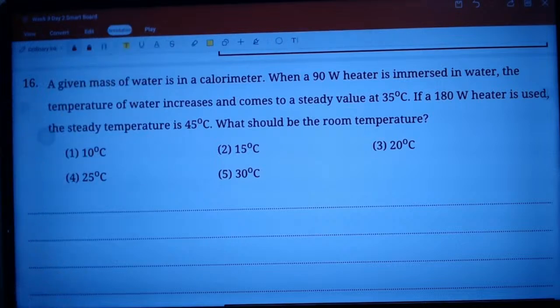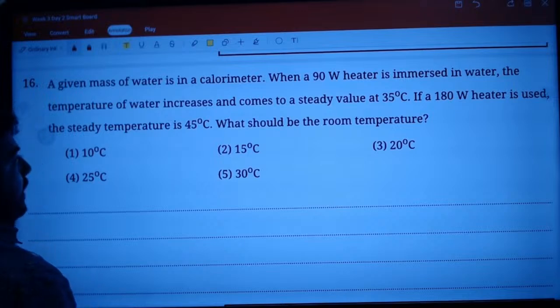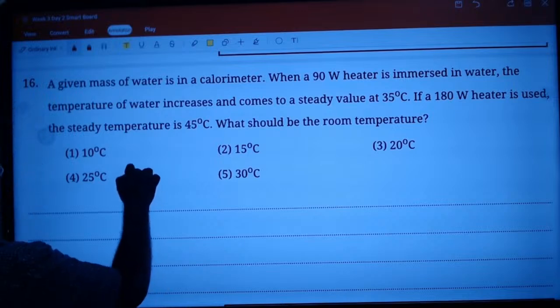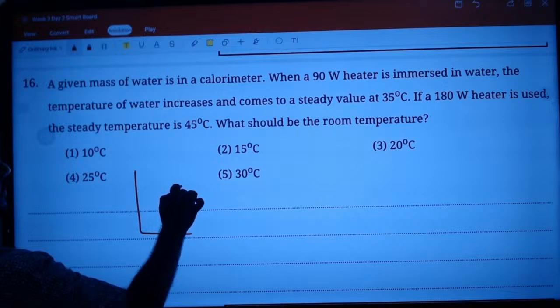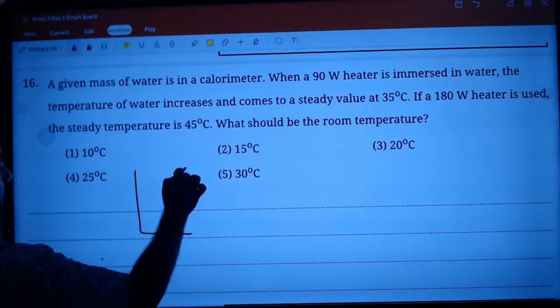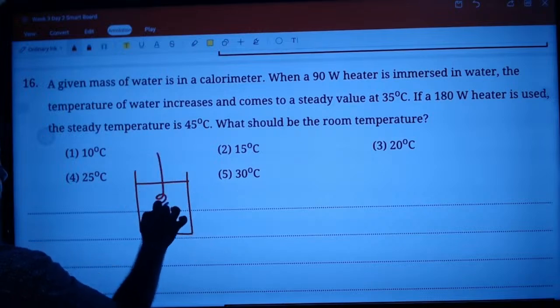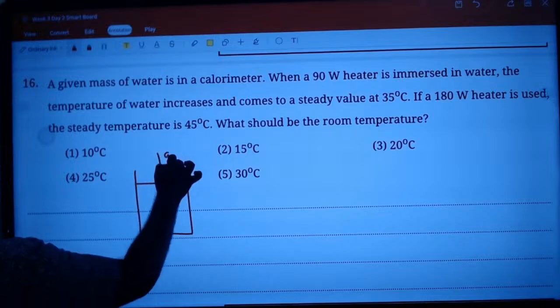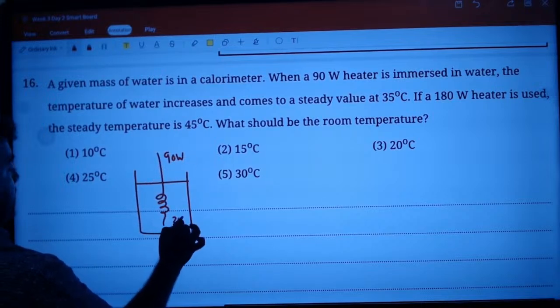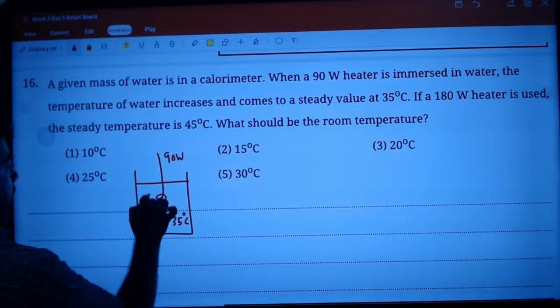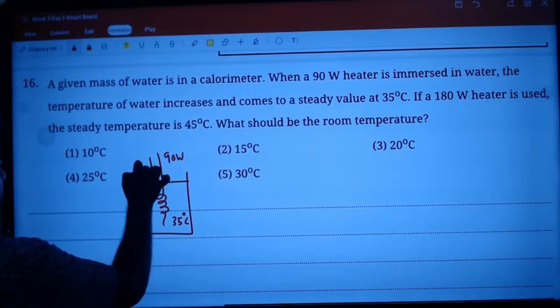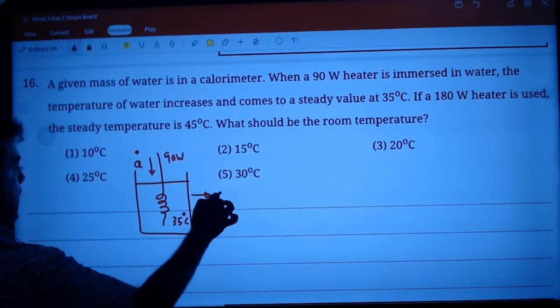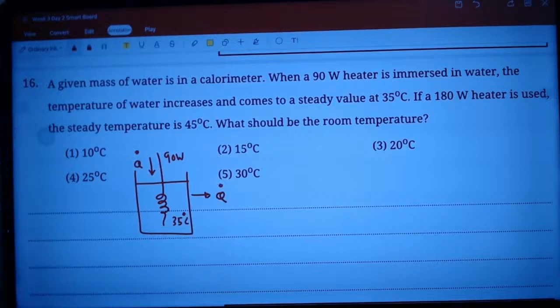Given a mass of water in a calorimeter, a 90 watt heater is immersed. The temperature of water increases and comes to a steady state. There you go. The immersion heater heats. Temperature remains constant at 35. That means what? The rate at which heat is supplied and the rate at which heat is lost, both are the same.